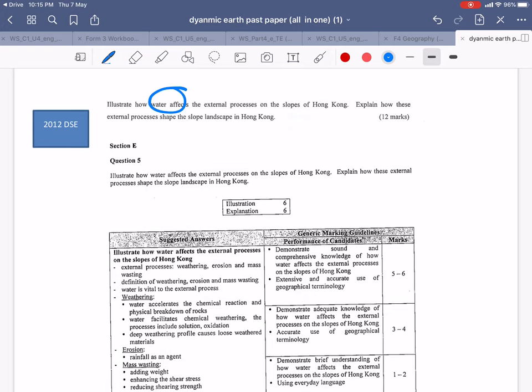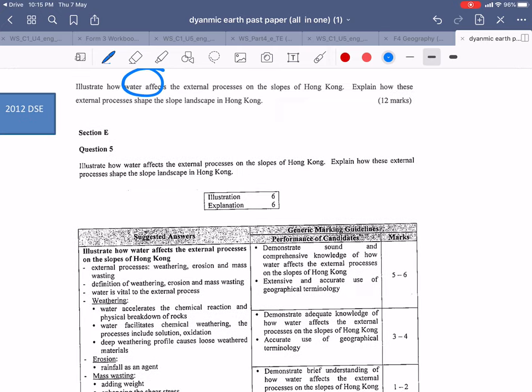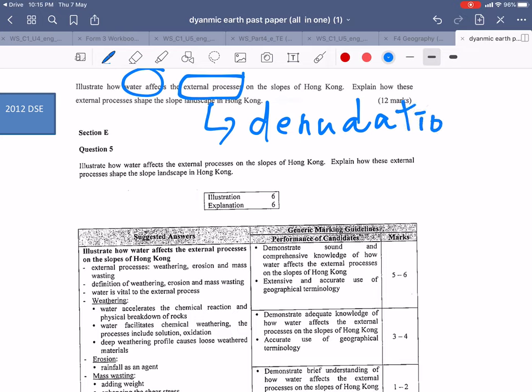Water affects the external processes on the slopes of Hong Kong, and for external processes, you have to know, okay? External process is always talked about as denudation. What is an internal process? Volcanicity is an internal process, but for the external process, it is mainly about denudation. Wow, denudation, there will be a lot to talk about. If this is denudation, what should we do?